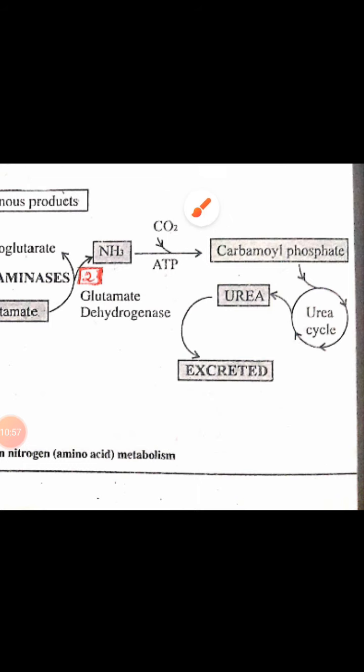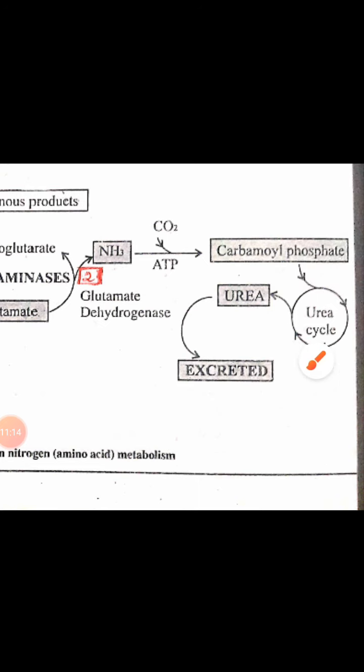The carbon dioxide is obtained from the HCO3, bicarbonate or bicarbonic acid. So ammonia reacts with carbon dioxide in presence of ATP, or it consumes ATP, to form carbamoyl phosphate. This is the activation step. So it forms carbamoyl phosphate.